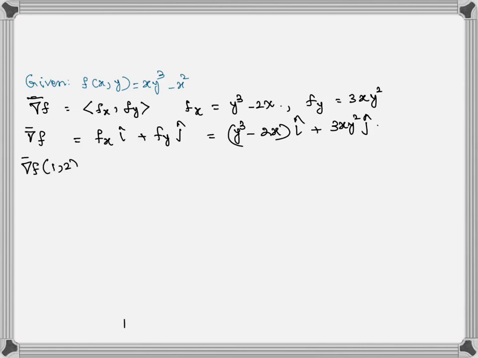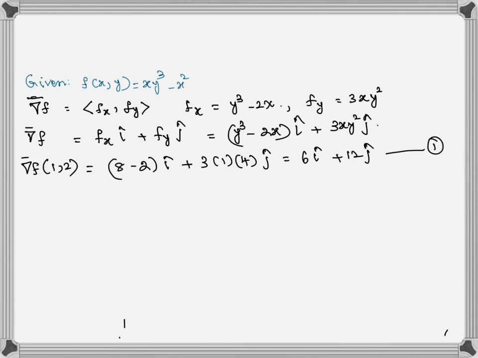Now del f at (1, 2) in this problem. Substitute x equals 1 and y equals 2 in the previous step. We get 8 minus 2 times i plus 3 times 1 times 4 j, which becomes 6i plus 12j. That's how we got the gradient vector at the point (1, 2).